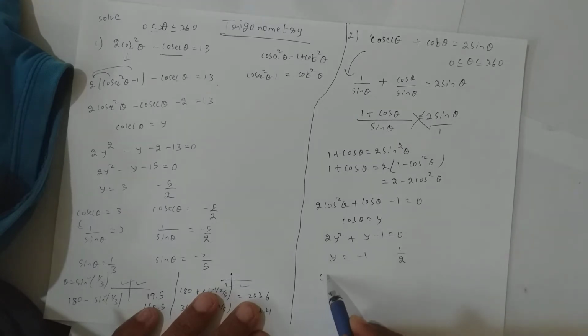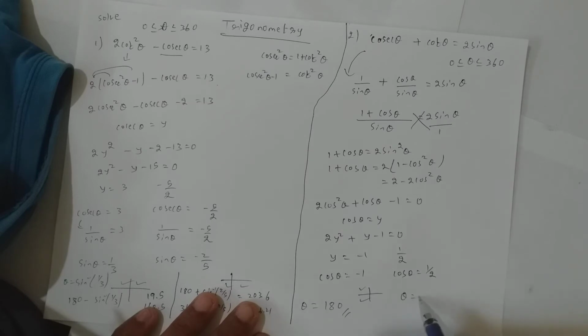So y is minus 1 means cos theta equal to minus 1 or cos theta equal to half. Now when it is minus 1, where all is it negative? It's negative in second and third. So 180 minus 0 or 180 plus 0, you get theta to be only 180 degrees. When it is half, you get theta to be 60 and 300.